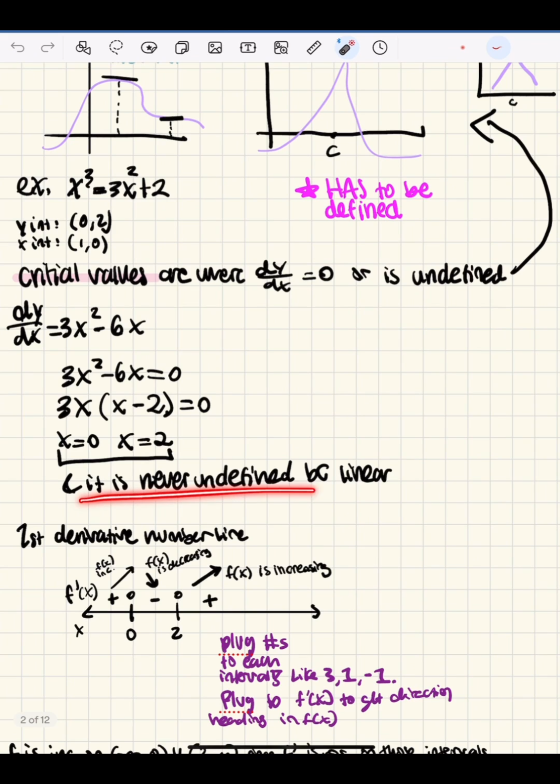And see, I made a little note here about how it's never undefined. Well, it's not linear, ignore that, but about how it's never undefined. So then you're going to get these two values. You get x is 0, and x is 2.